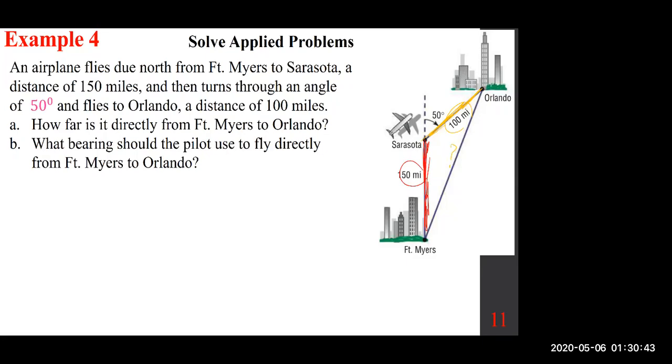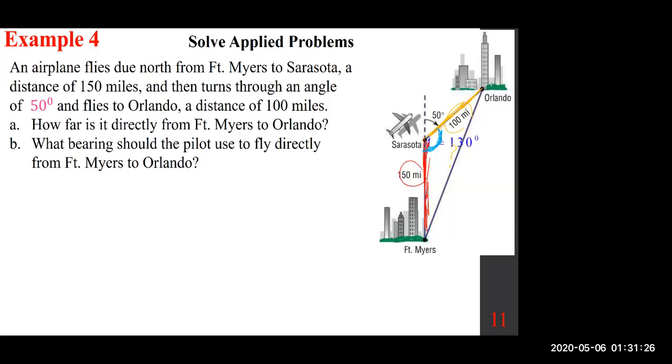And we can use cosine law. To do that, we need the two sides. We do have them, 150 miles and 100 miles. We also need this angle, class. How much is this angle? 130 degrees. Very good, because 180 minus 50.